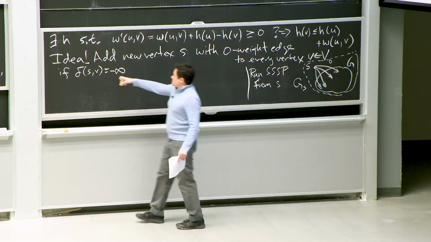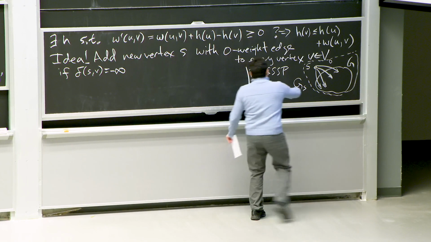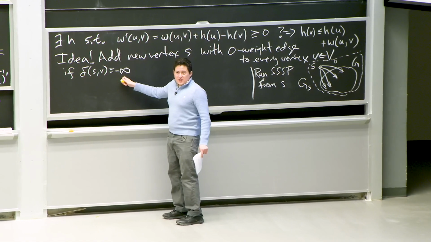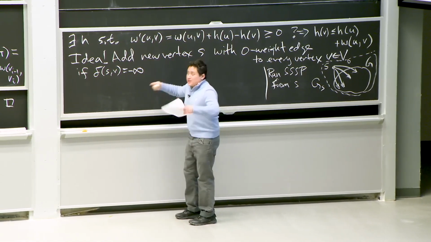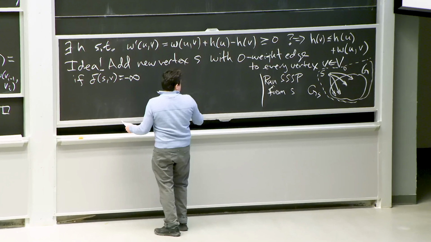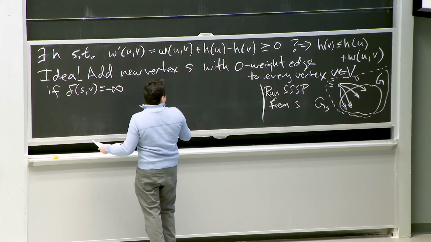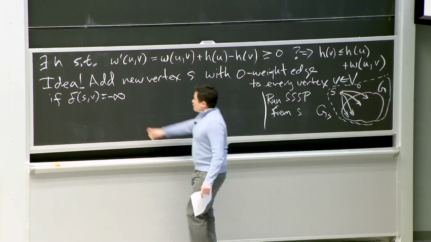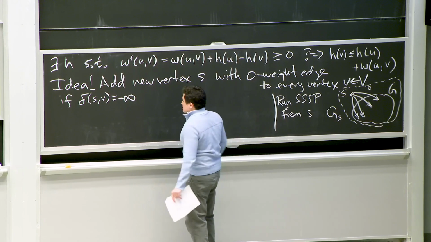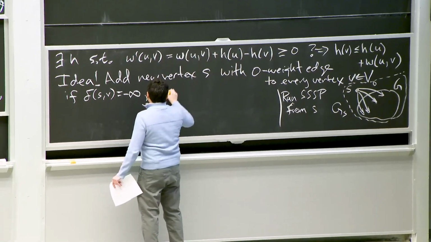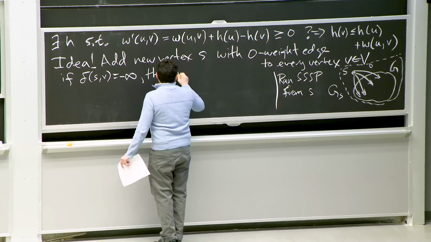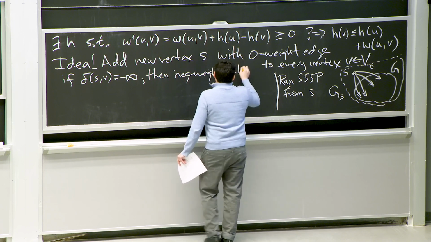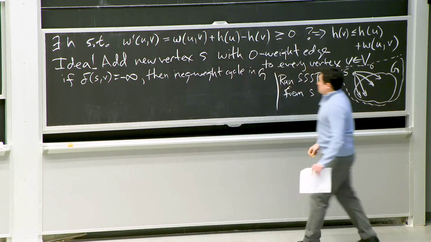If there exists in this new graph, this G_S, a vertex that has negative infinite weight, in the original graph, G hasn't been reweighted yet. If there's a negative weight distance from S, then there was a negative weight cycle in the original graph. Why is that?